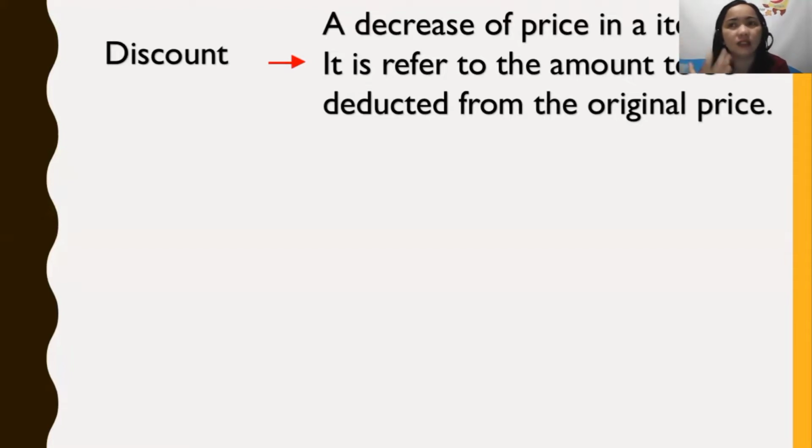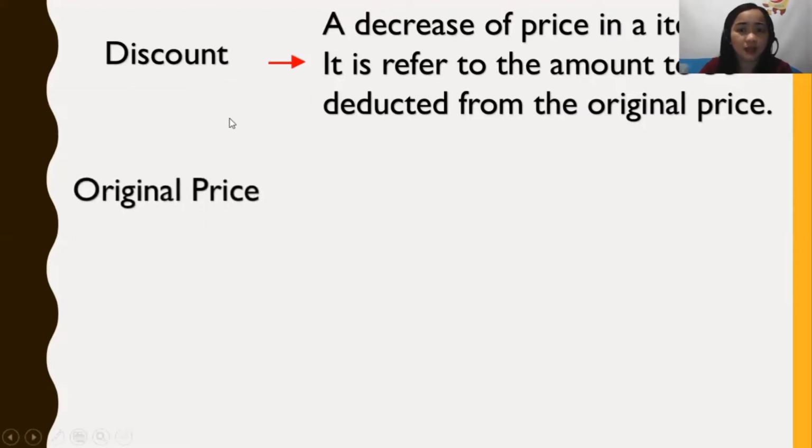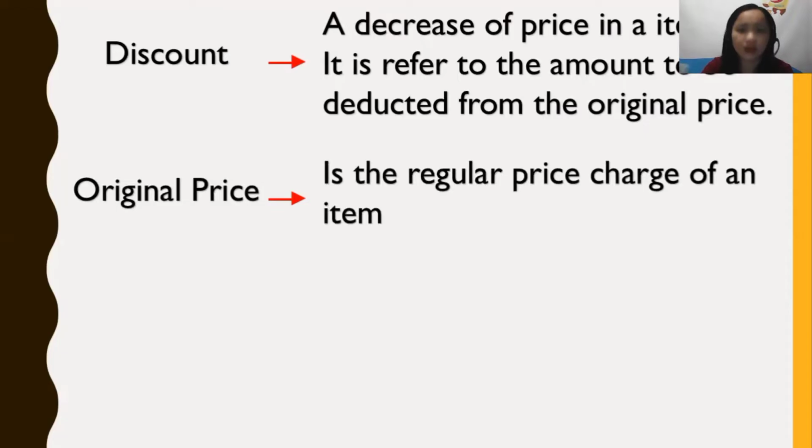Example, in a mall, the price of a certain item is 100 pesos. So dahil tayo ngay Filipino, mahilig tayo sa discount, sabi yung, pwede ba humingi ng tawad? And then the seller tells you, sige, I will give you 20 pesos discount. Yun, yung 20 pesos na ibabawas, that is what we call the discount. This is the amount of price that is deducted from the original price. Ito yung ibinabawas. And then we have the original price, or it is the regular price charge of an item. Kung yung kanina, yung original niya ay 100, that is the original price.